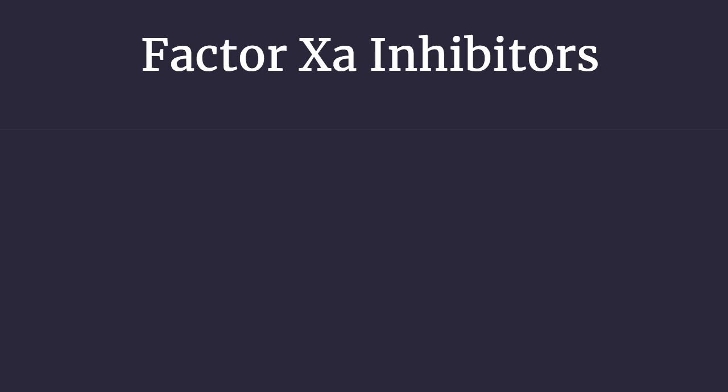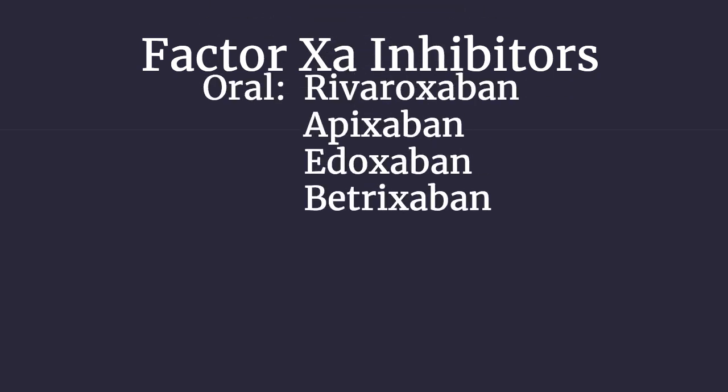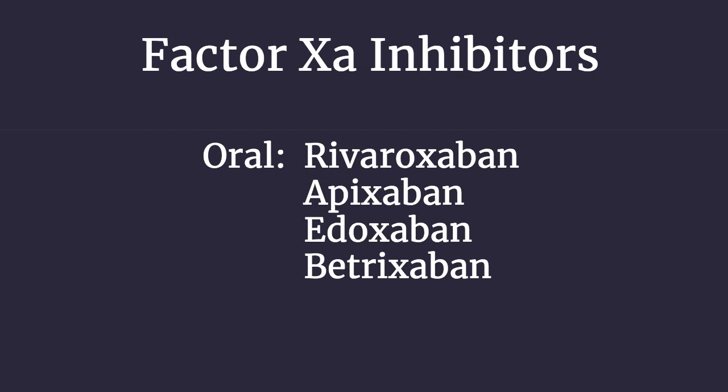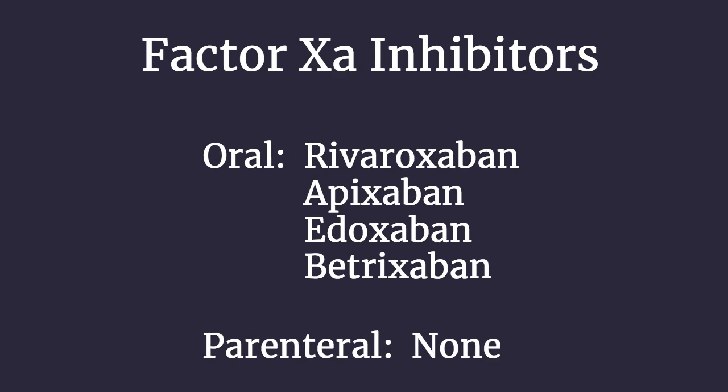Another class of anticoagulants that we have is the factor 10A inhibitors. They're the ones that bind to factor 10A and prevent thrombin generation, which then prevents the escalation of the clotting cascade. And so these we actually only have in oral formulation. These are the well-known DOACs, rivaroxaban, apixaban, edoxaban, and betrixaban. But there are actually no parenteral agents that are currently in clinical use.